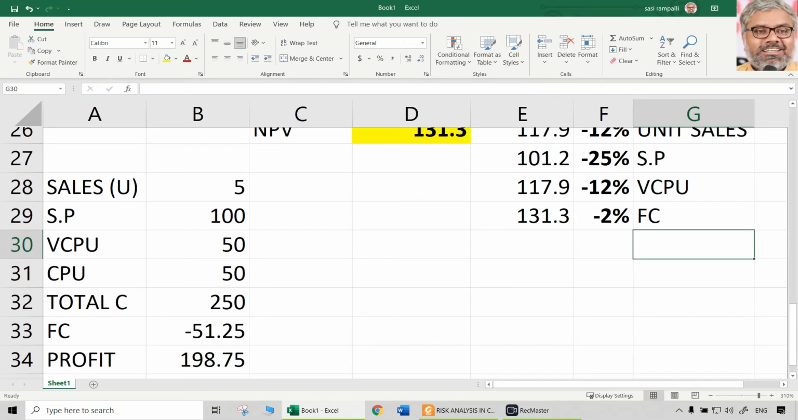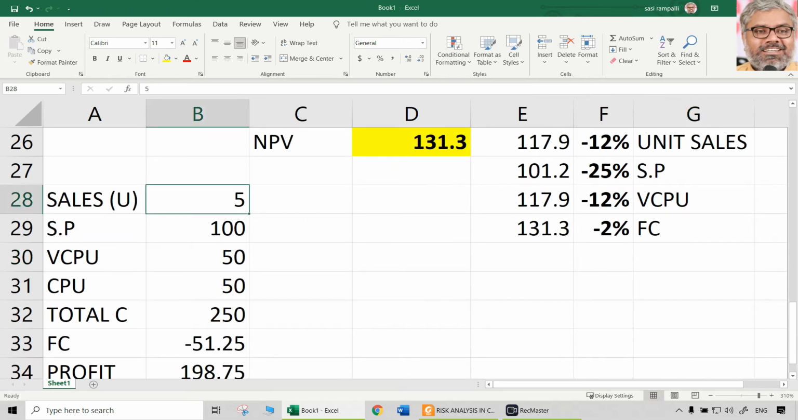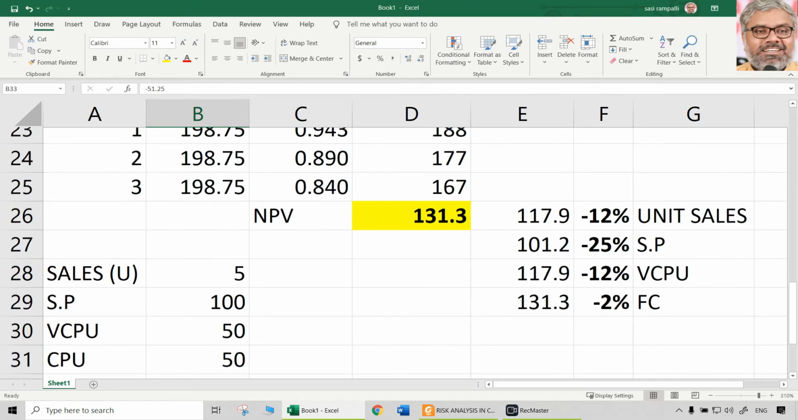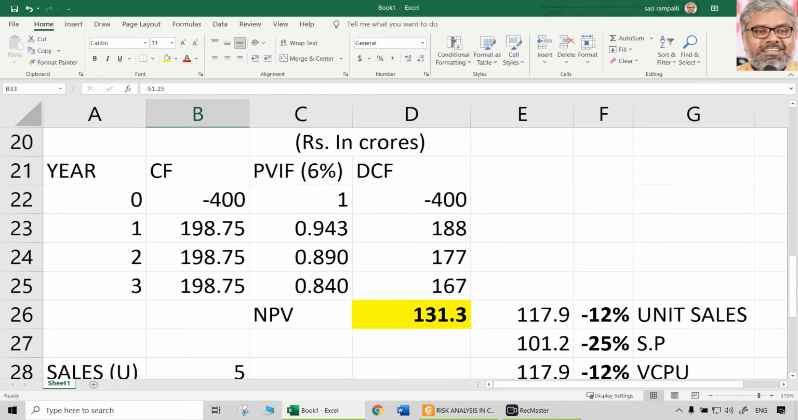That's all. These are the factors we have. Sales number of units we changed and tested. Unit sales, selling price we changed and tested. Variable cost per unit we changed and tested. Fixed cost we changed and tested. Now one more change can happen, that is discount rate. Discount rate now is 6%. 2.5% negative impact on that means discount rate will increase. So 6 plus 2.5% now becomes 6.15%. See, not 6%, 6.15% will be the new PVIF if that changes.